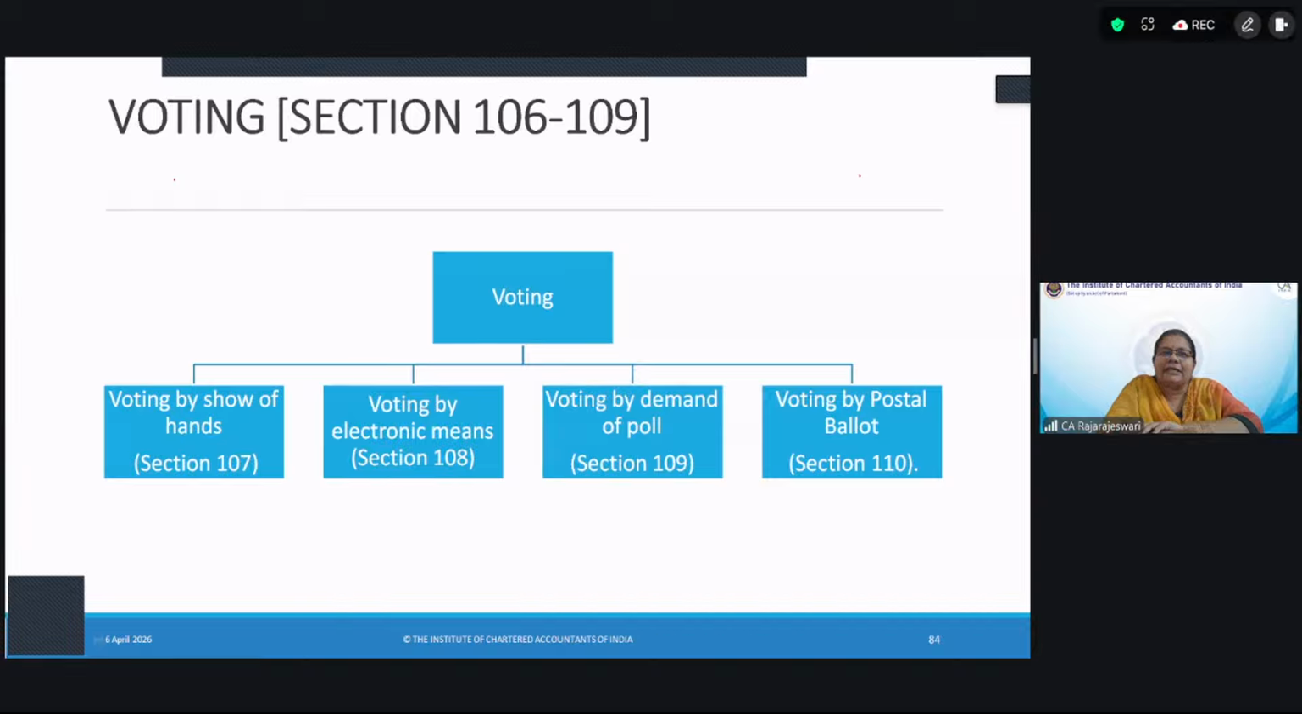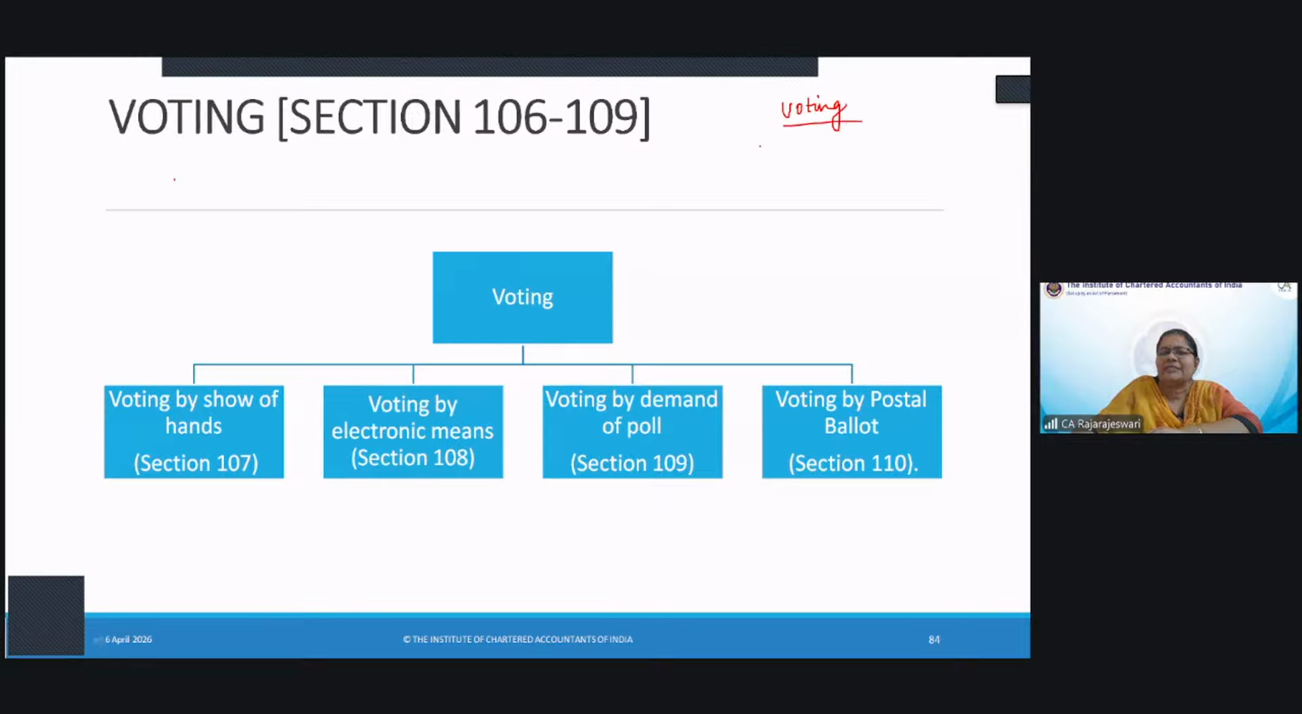So when I say a company is passing a resolution, it can be consented in favor of the resolution or against the resolution. So how do the members consent? They can pass the resolution by voting. Whenever a resolution has to be passed, voting by the members will be done.